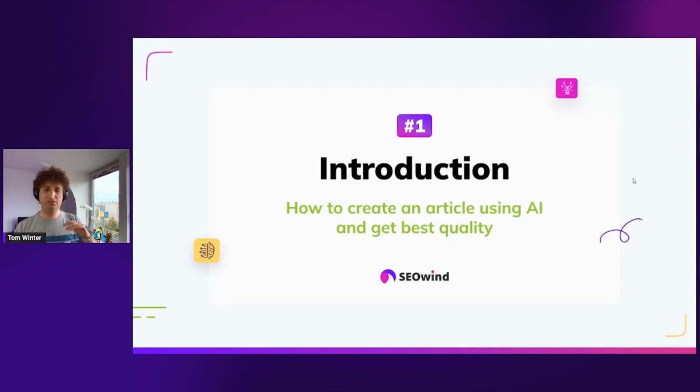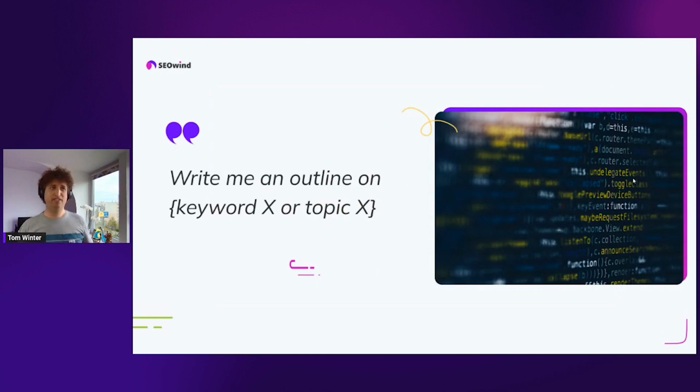Introduction: how to create an article using AI to get the best quality. When people go to ChatGPT, and we will be talking mostly about GPT-4, because this is what it's using, they start with a simple thing when preparing to write an article. They ask ChatGPT, write me an outline on a topic. For example, write me an outline on the topic of types of coffee. ChatGPT answers the question. But the problem is that it's really simple. It's not giving any context to ChatGPT.